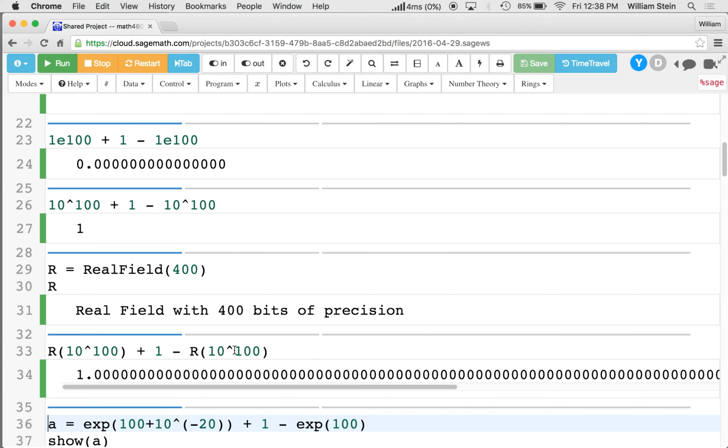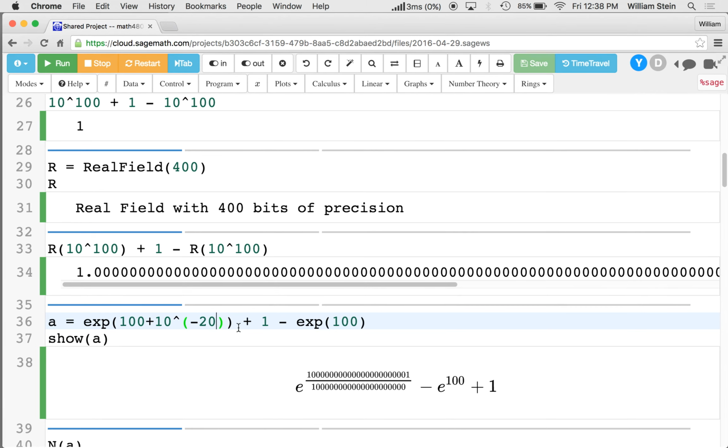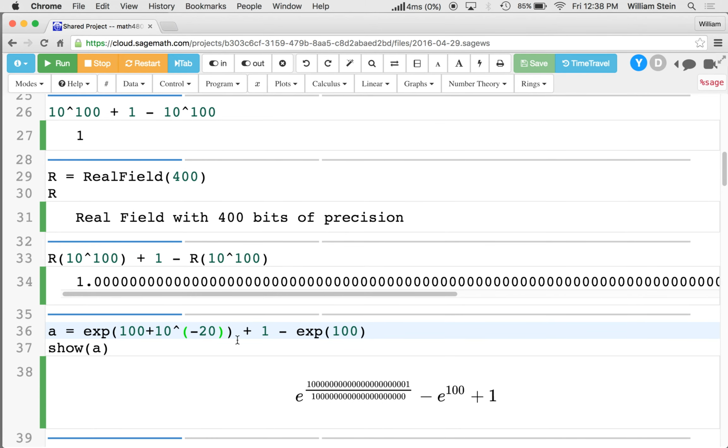And here's what I made up. I'm letting A be the symbolic expression e to the power of 100 plus a tiny little number, 10 to the minus 20, plus 1 minus e to the power of 100. You can't just do what I have up above, because it just simplifies instantly. I can't just construct that expression and then evaluate everything using floating point numbers with this capital N command that I told you about on Wednesday, because it already gets simplified away.